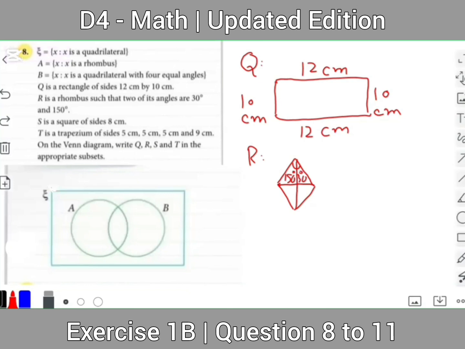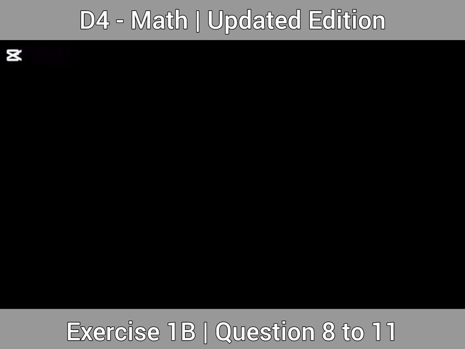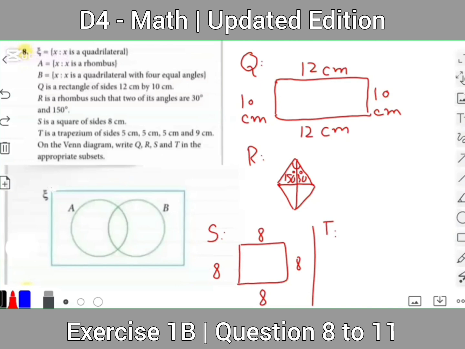Now for S, S is a square of sides 8 centimeters, so all the sides in the square are of equal length. And T is a trapezium of the sides 5 centimeter, 5 centimeter, 5 centimeter, 9 centimeter. A trapezium looks just like this. And here we have 5 centimeter, 5 centimeter, and 5 centimeter. And here we have one length that is 9 centimeter.